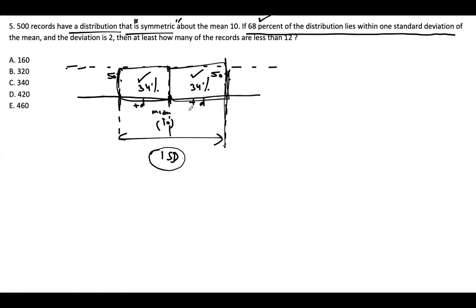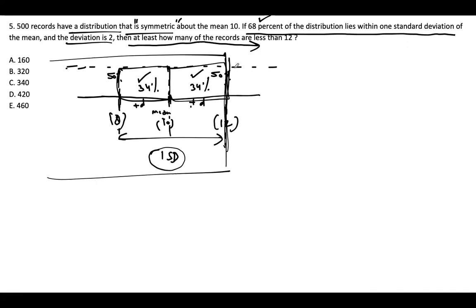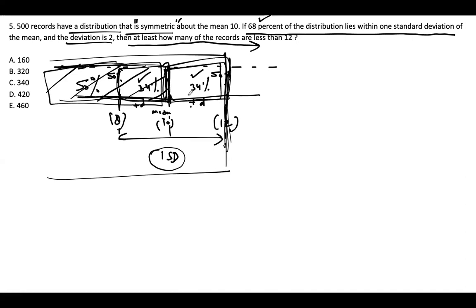If this is the mean and this is plus D, and the standard deviation is 2, then this is 12 and this is 8. So how many of the records are less than 12? If you go to the left of 12, how much percentage can you see? To the left of the mean, the total was 50% overall, and here, 34. So total 84%. 84% of what? Of the total number of records, which is 500.